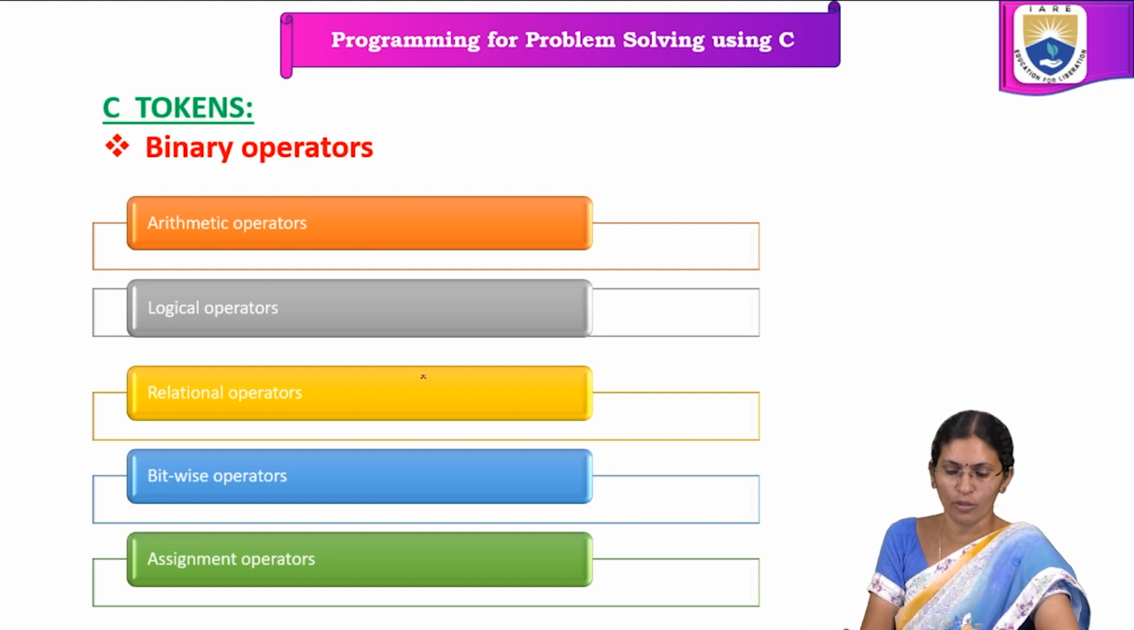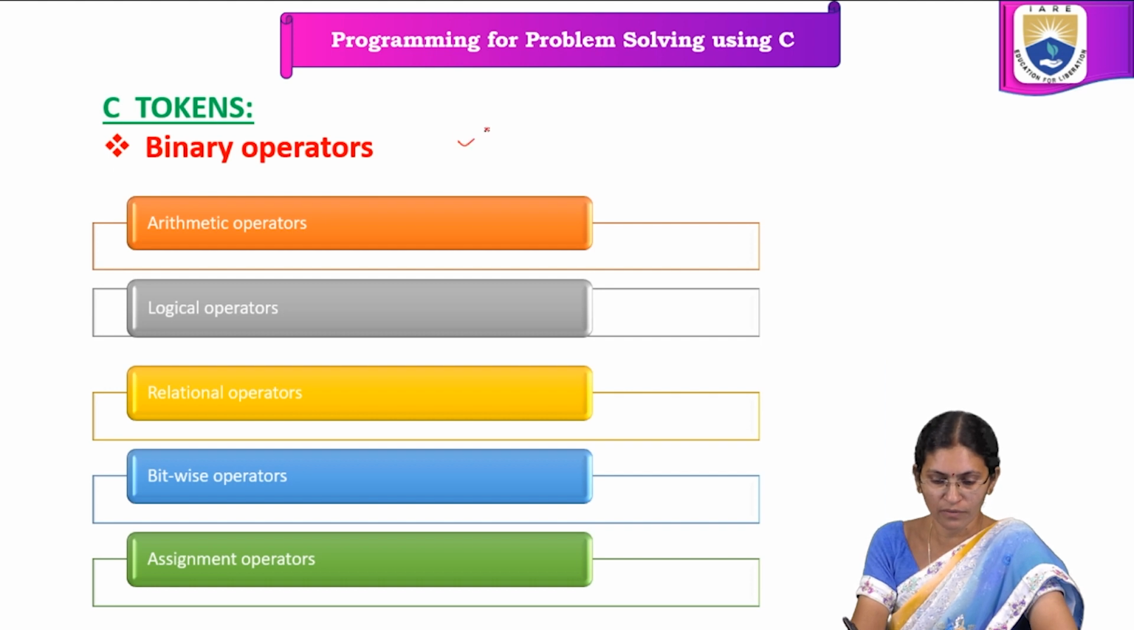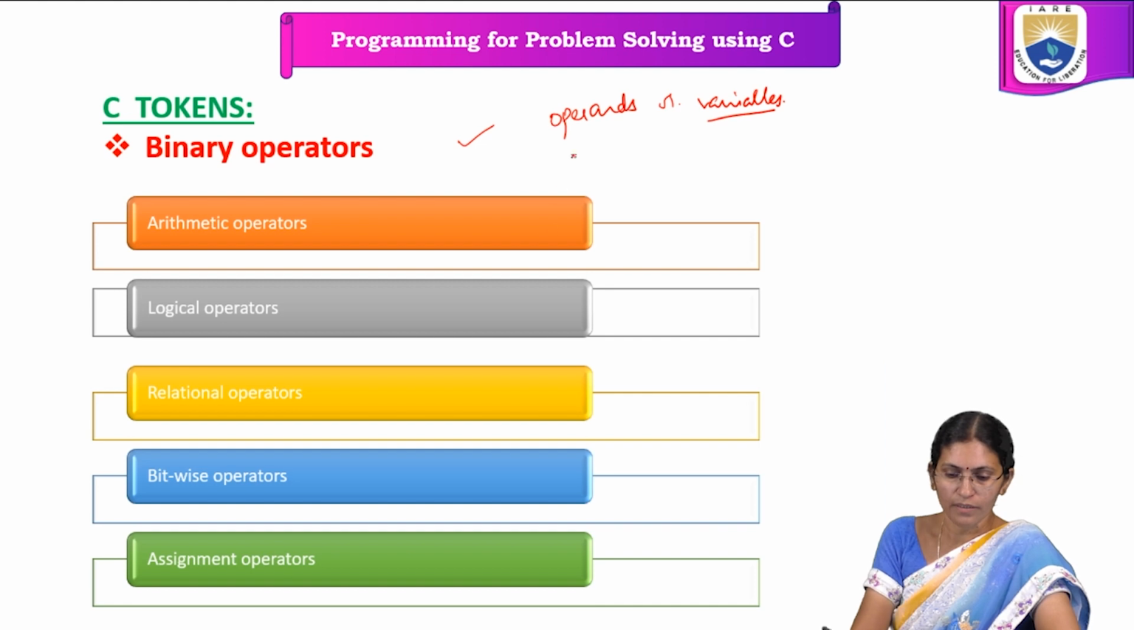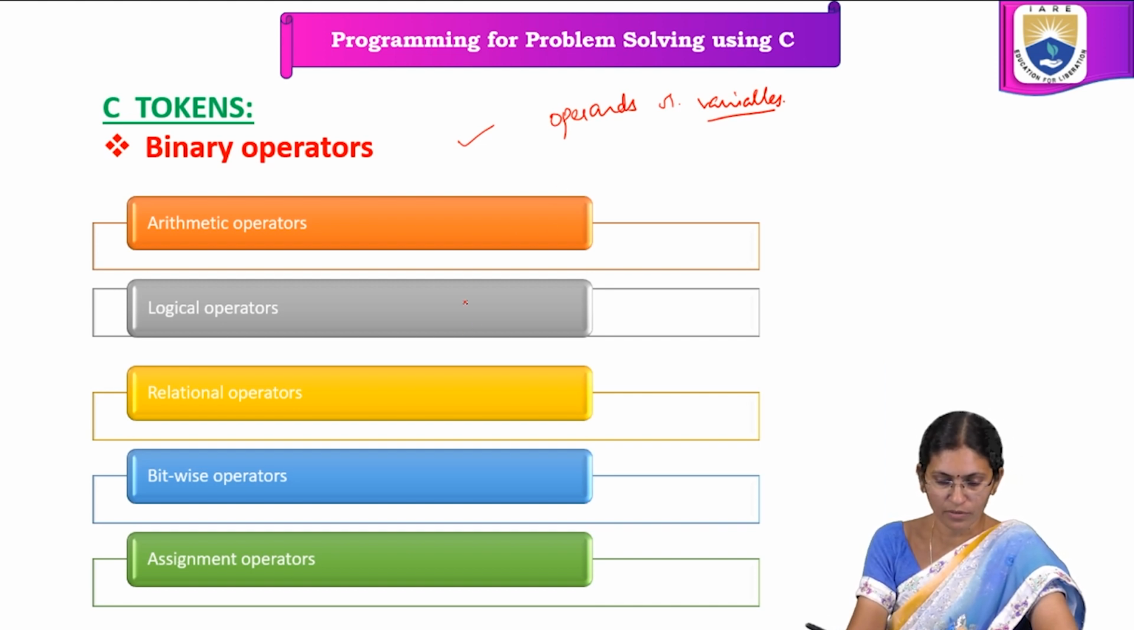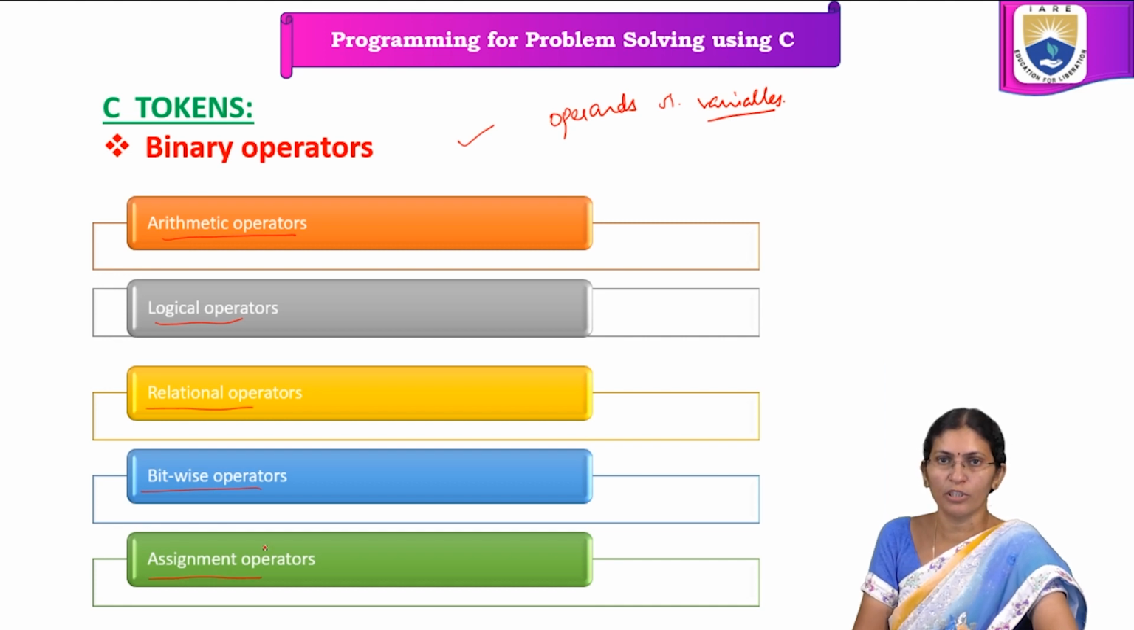Next is binary operators. Binary operators are the operators which require two operands, that is, two variables are required. These are the different types of binary operators. First one is arithmetic operators. Next is logical operators, relational operators, bitwise operators, and the last one is assignment operators.